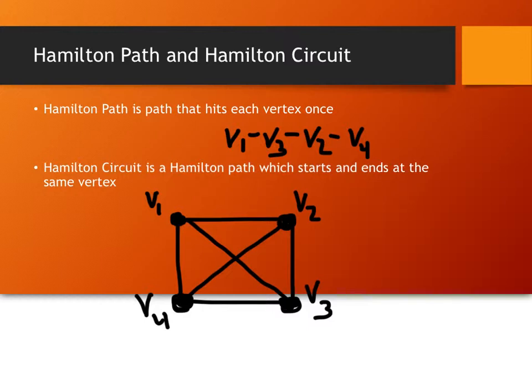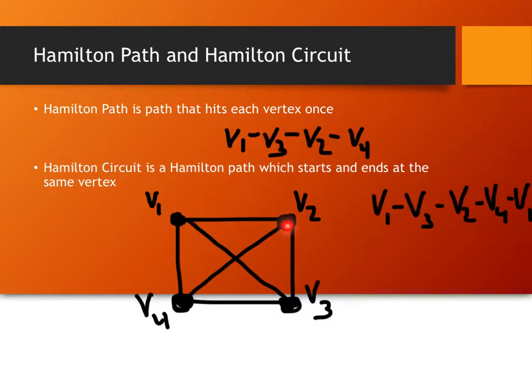Now a Hamilton circuit is a path that starts and ends at the same vertex. So if I were just to take the same thing we started with, V1, V3, V2, V4, and then go back to V1, that would be a Hamilton circuit. All right. And notice that these are not unique. Obviously, in this case, there's a lot of different ways. I could have started at V1, hit all of the vertices, and came back to itself.